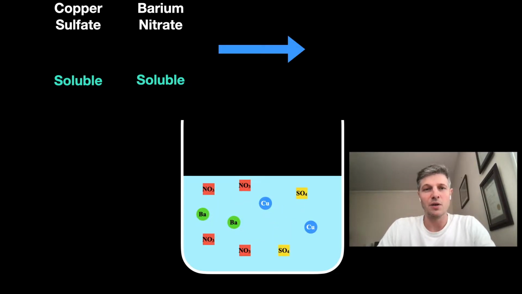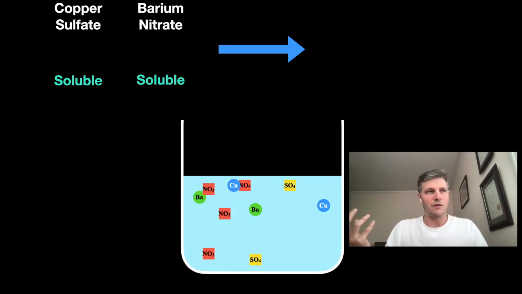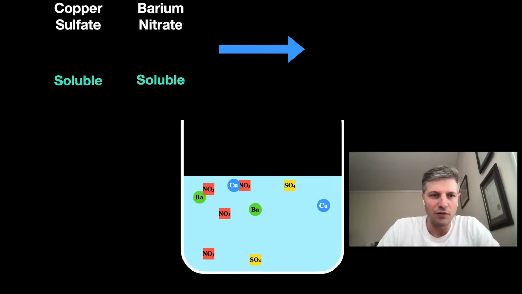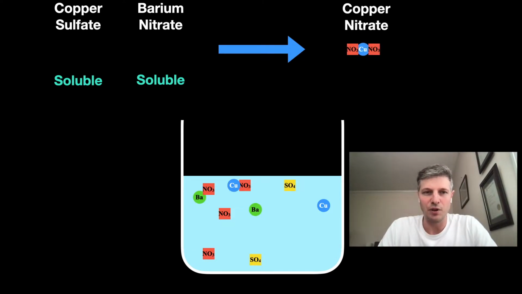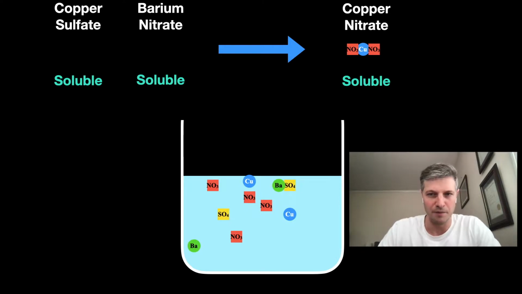Now, those ions are going to be floating around, moving around, they've got a little bit of energy, and as they do so, they're going to be bumping into each other. They're obviously going to be ionically attracted to each other, and in this case a copper and a nitrate bumped into each other. Copper nitrate is soluble, so it's still going to dissolve and break into its ions again and move around.